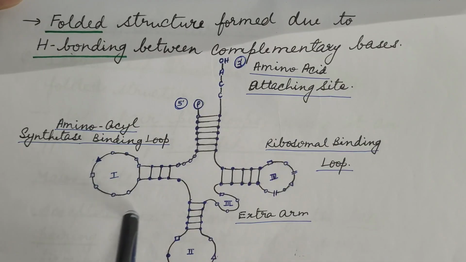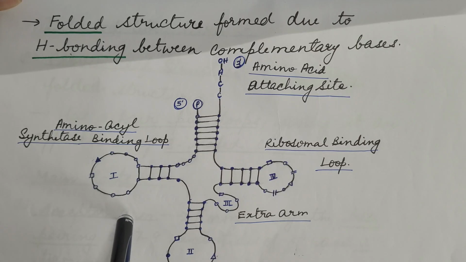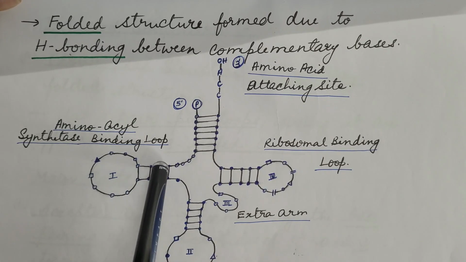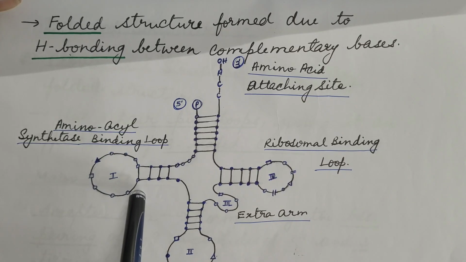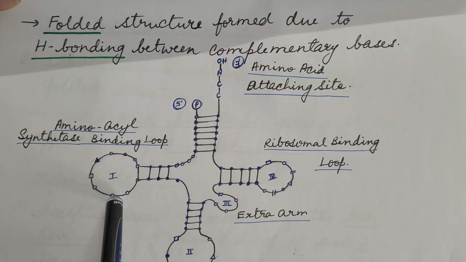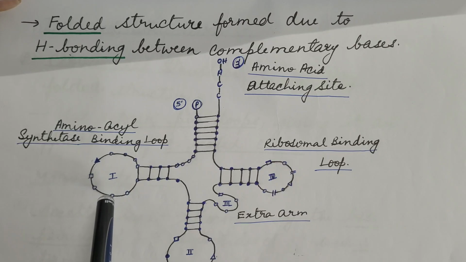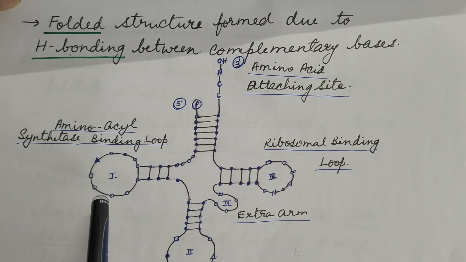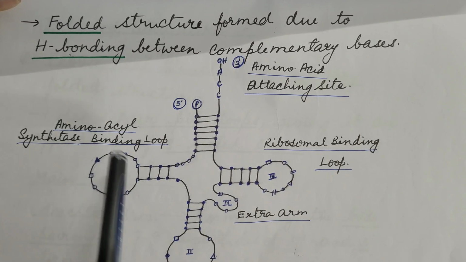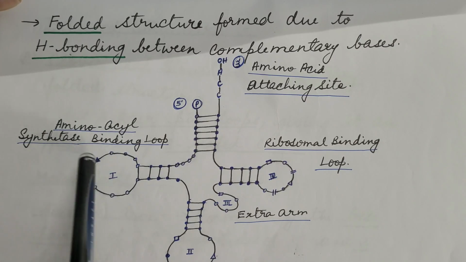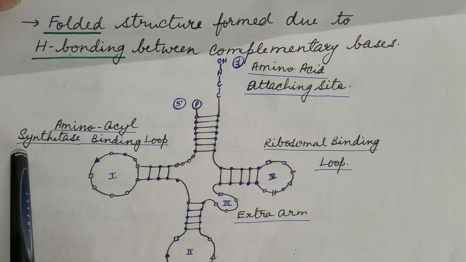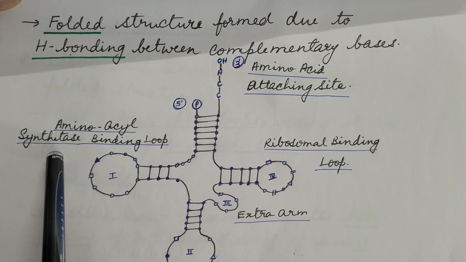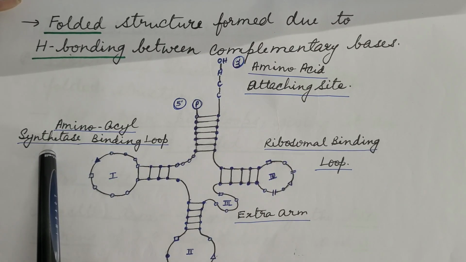So this is the DHU loop or D loop. It has a stem which has 3 to 4 base pairs and it ends in a loop known as the D loop. It contains dihydrouridine, which is a modified nucleotide. This loop is also known as the amino acyl synthetase binding loop, because to this loop attaches the enzyme amino acyl synthetase, which is involved in the protein synthesis or translation process.